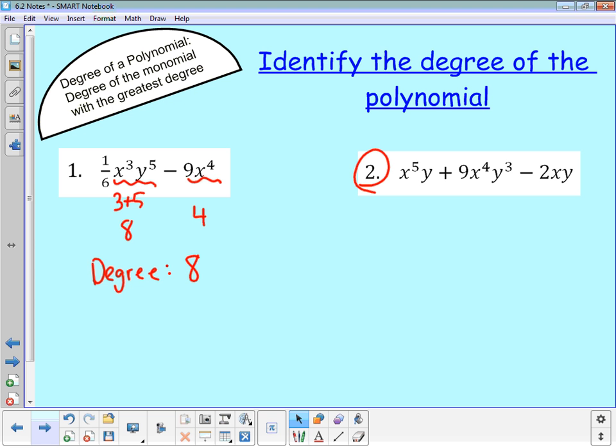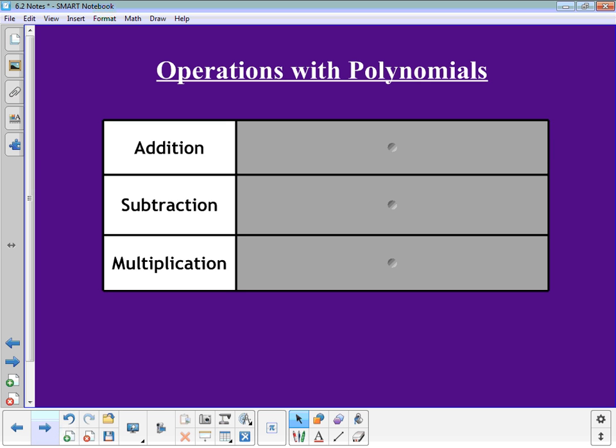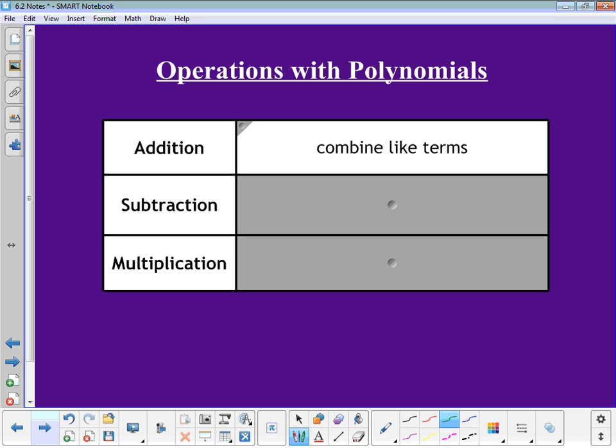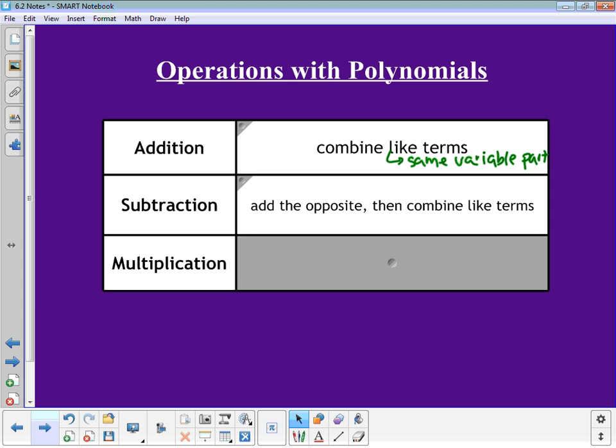Let's just review some operations with polynomials and see what they look like. When we add polynomials, we want to combine their like terms. So we're looking for terms that have the same variable part. That's what like terms are, in case you forgot. Okay, same variable part. When we subtract them, we have to distribute that subtraction. We're going to add the opposite. So the subtraction is going to go all the way through the polynomial behind it, and we're going to add the opposite. Then combine the like terms, just like we did with addition.